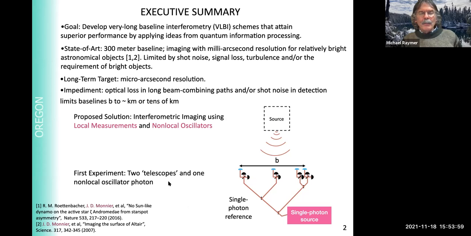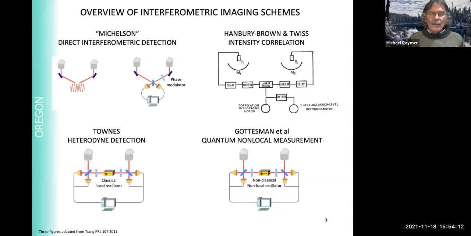So our initial experiment, which I'll explain at the end, is just using 2 telescopes, which are optical fibers, and 1 non-local oscillator photon. And basically it works. Okay, so that's the executive summary. So you can go to sleep now if you like.